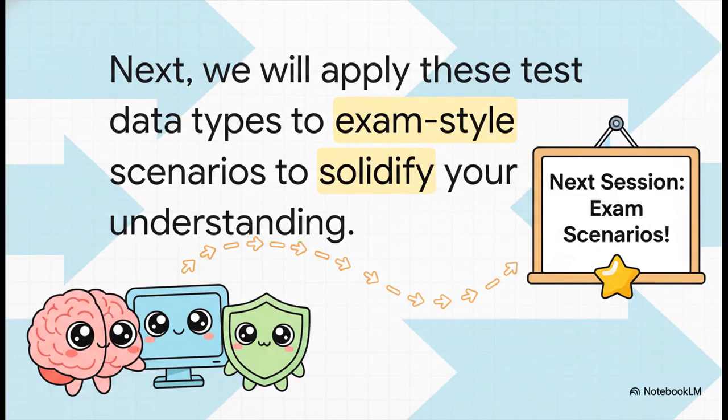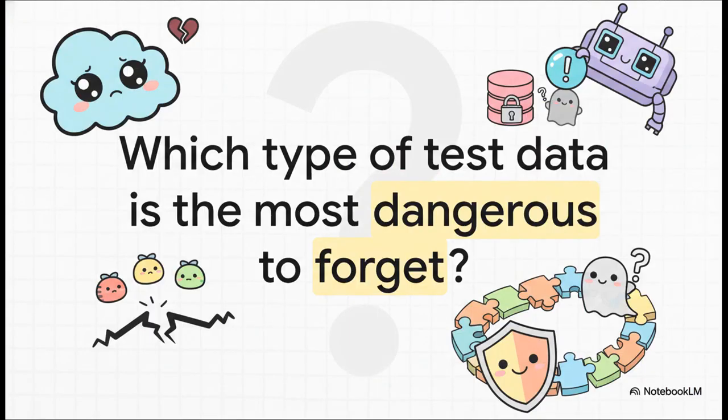In our next session, we're going to take all these ideas and apply them to some proper exam-style questions. It'll be a great way to make sure it all makes sense. But before we finish, here's something for you to think about. After everything we've talked about, which one of those 3 types of test data do you think is the most dangerous one for a programmer to forget to use, and why?